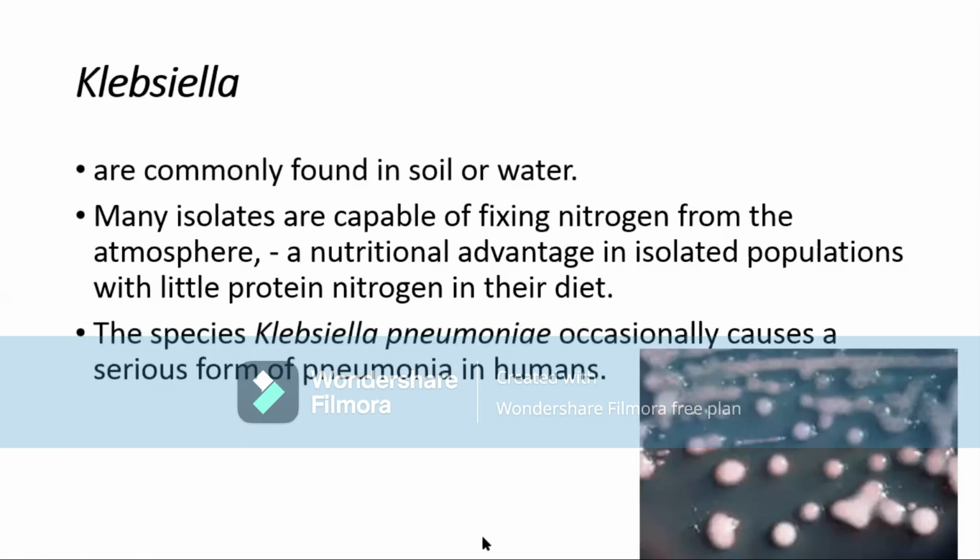So one of the members is responsible for causing pneumonia, which is a serious form of pneumonia in humans. And definitely it causes it in those patients who have an immunocompromised system, so immunity is low. So that species is Klebsiella pneumoniae, right? Klebsiella under the microscope is visible with its thick capsule, as you can see. So because of that capsule, the colonies of Klebsiella are slimy and large colonies.